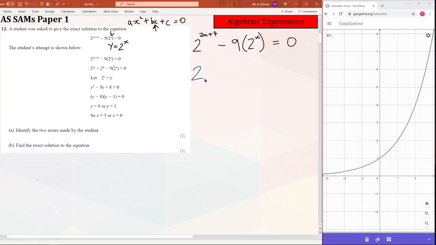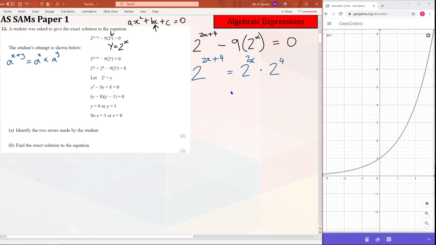I've got 2 to the power of 2x plus 4, and I can now rewrite this as 2 to the power of 2x multiplied by 2 to the power of 4. Why? Because of rules of indices. So I've got a to the power of x plus y in the exponent, and that's the same as a to the power of x times a to the power of y. You should know that from GCSE, and you've probably learned it since year 9. So that's my first step.